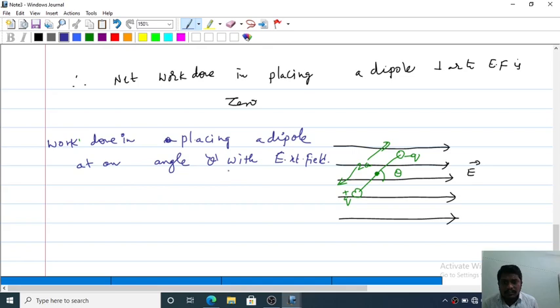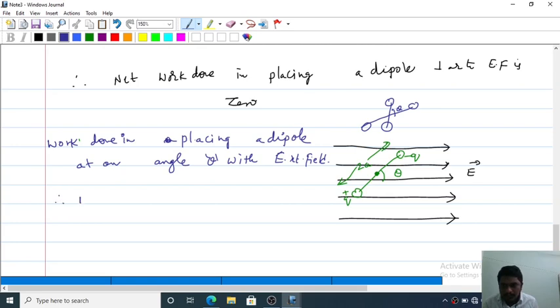So how can you find the work done here? Work done in locating perpendicularly, so work done in bringing plus q and minus q from infinity to an equipotential point in the electric field will be 0, net work done. Just what we have to do is rotate this dipole from this position to this position. What will be the work done? If you find the work done in rotating a dipole from the perpendicular position to an angle theta, you will get the work done in placing a dipole in the external field.